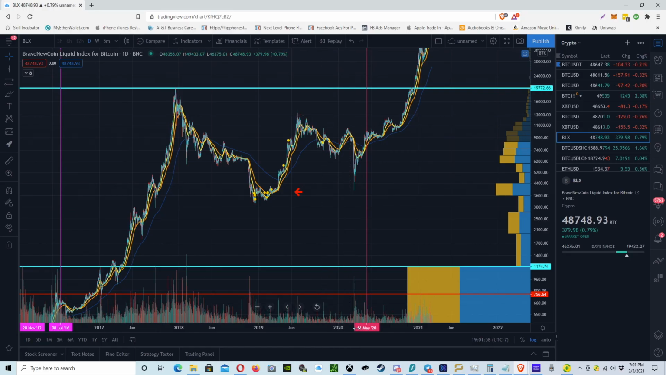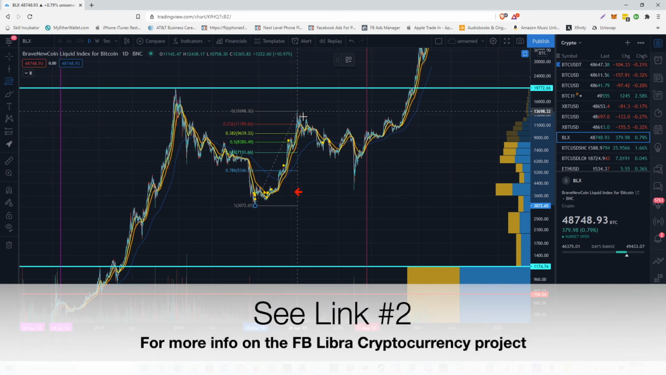Okay, I just wanted to take this last bit of time here to show you a Fibonacci retracement that I used to buy in this market cycle. I did a pretty big dip buy. So let's take the bottom of the December 2018 bear market and go to the top of this wave right here. It was the Facebook Libra pump.